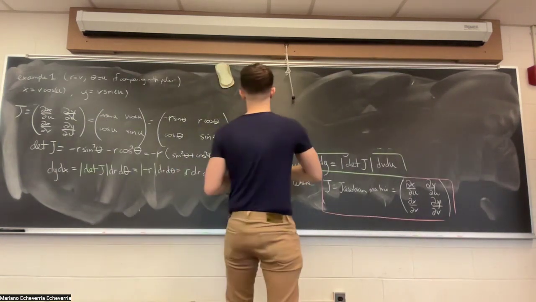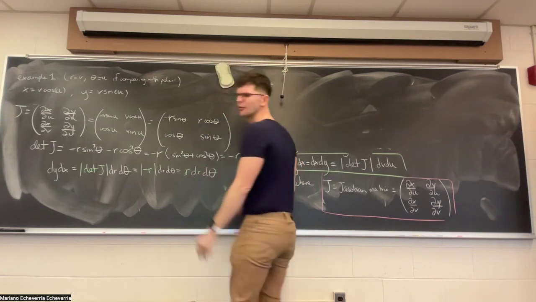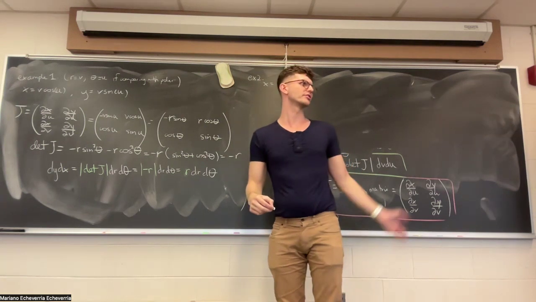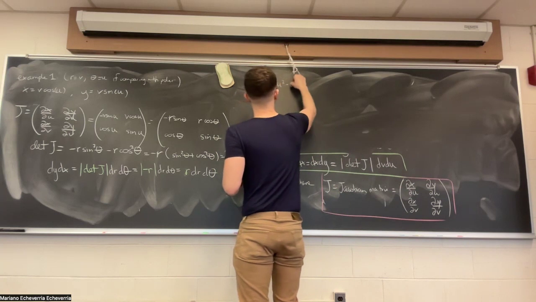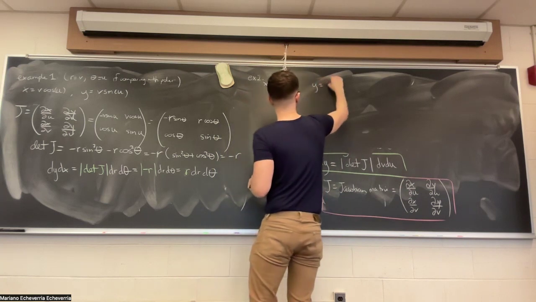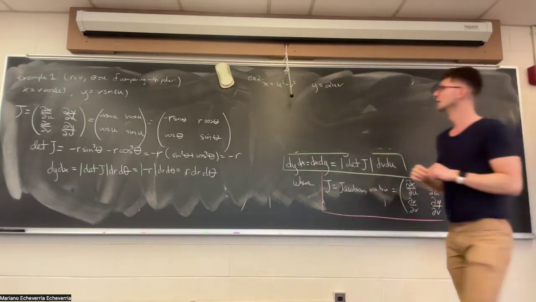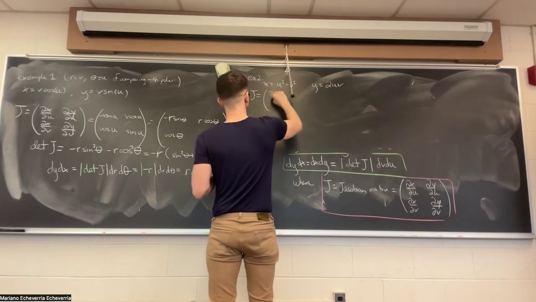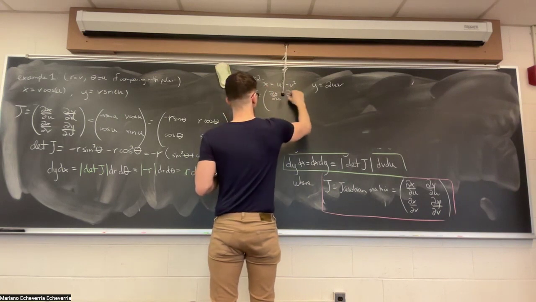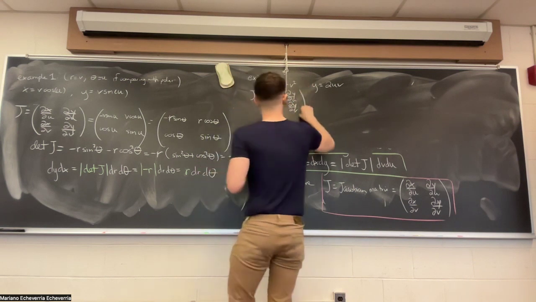Here's example 2. Let's say that x is the one that was on the GeoGebra animation, so u squared minus v squared, and y is 2uv. Okay, what would be in this case the Jacobian matrix? So it is the derivative of x with respect to u, derivative of y with respect to u, derivative of x with respect to v, and derivative of y with respect to v.